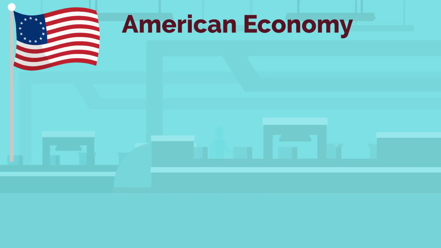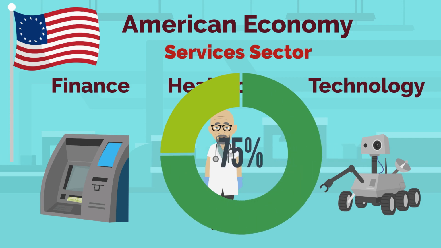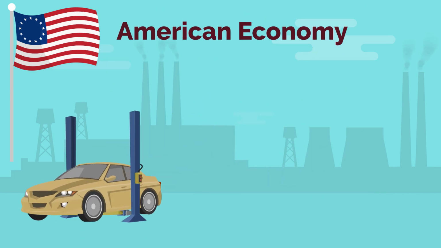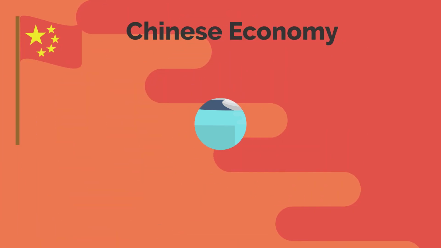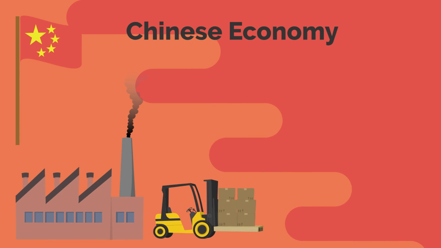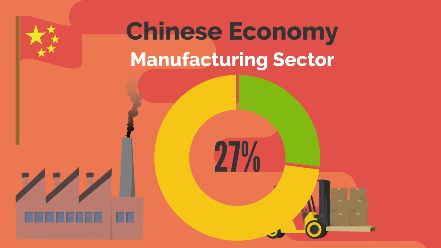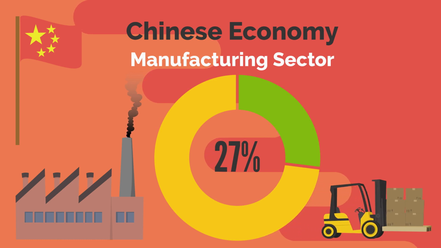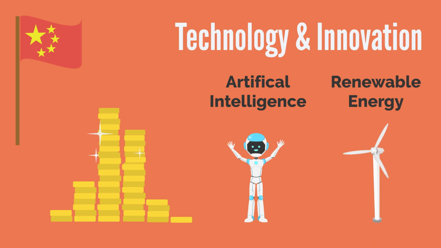The United States has a more diversified economy than China, with a strong focus on services such as finance, healthcare, and technology. The services sector accounts for approximately 80% of the US economy. The US is also a major producer of goods such as automobiles, aircraft, and pharmaceuticals. China, on the other hand, has a larger manufacturing sector and is a major exporter of goods such as electronics and textiles. The manufacturing sector accounts for approximately 27% of China's GDP. Additionally, China has been investing heavily in technology and innovation, particularly in areas such as artificial intelligence and renewable energy.